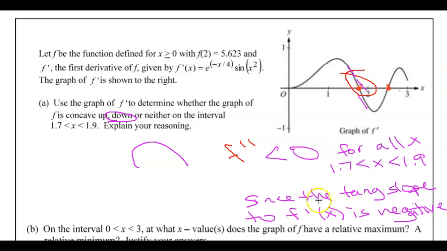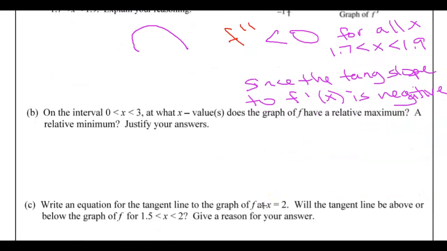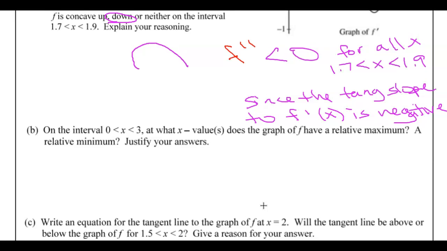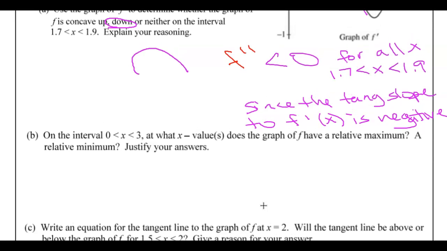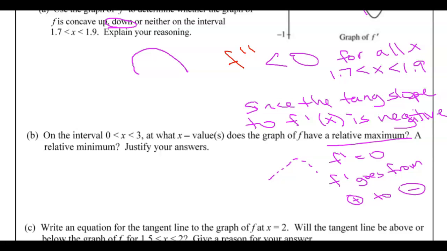All right. Part B says, on the interval from 0 to 3, at what x value does the graph of f have a relative maximum? So remember, a relative max means that our first derivative equals 0, and that the first derivative goes, if we have a max, from increasing to decreasing, from positive to negative, by the first derivative test.